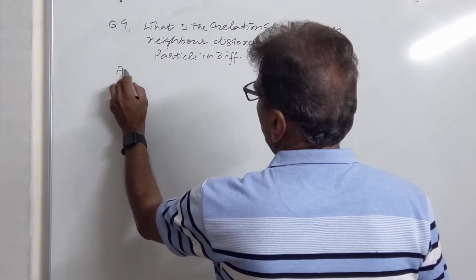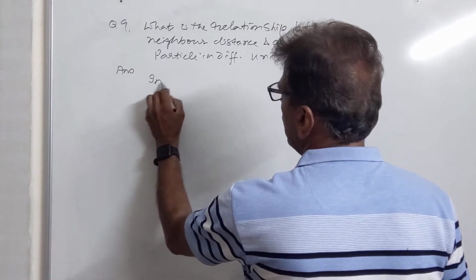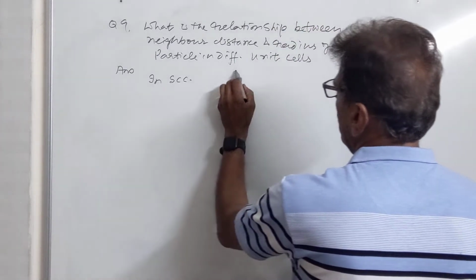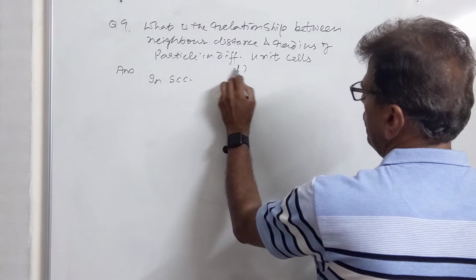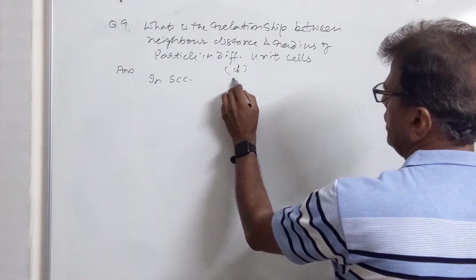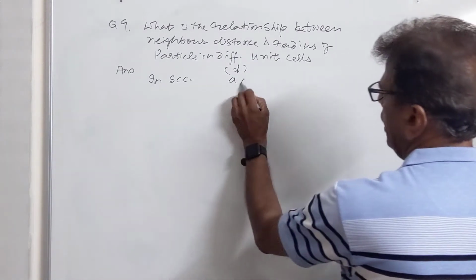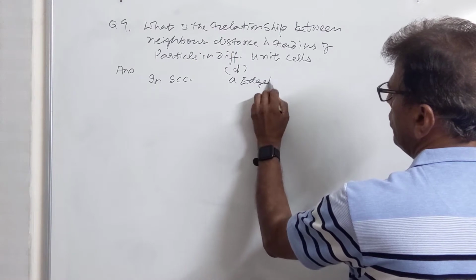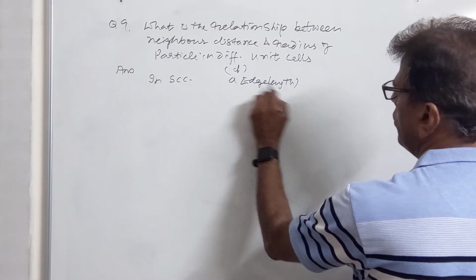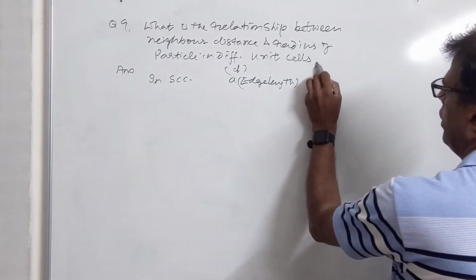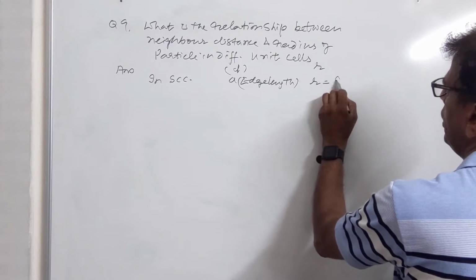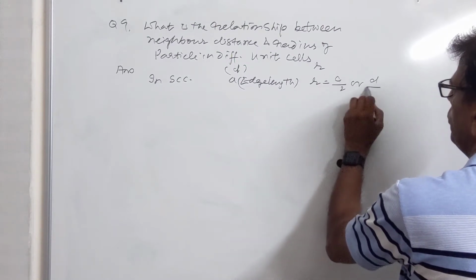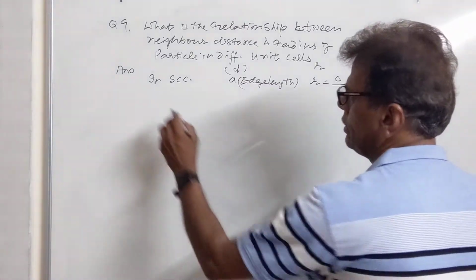So the answer is, in simple cubic cell, the neighbor distance is equal to edge length A, and the radius is given by A by 2 or D by 2. This is in simple cubic cell.